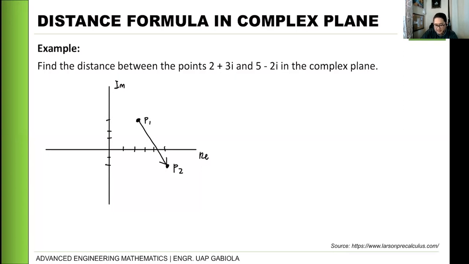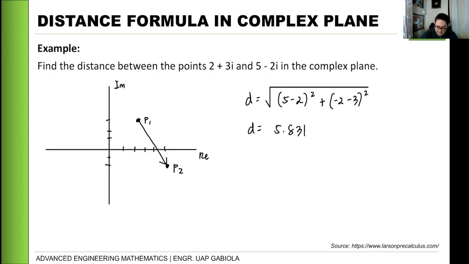Okay? So yung distance niyan will be equal sa difference nung real sa real niya, then square noon. So we have 5 minus 2 squared plus negative 2 minus 3 squared. So distance natin will be 3 squared plus 5 squared, that is square root of 34, equivalent to 5.831 units. So ito yung distance niya.